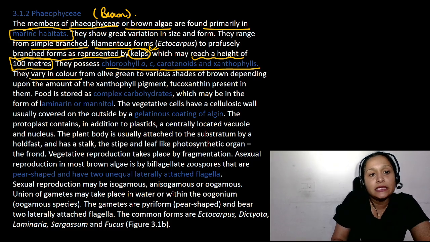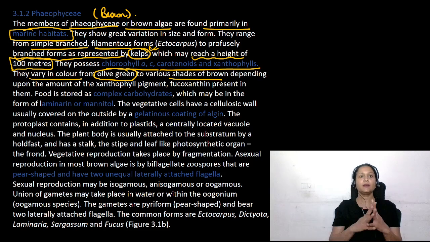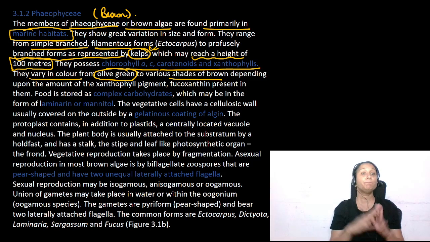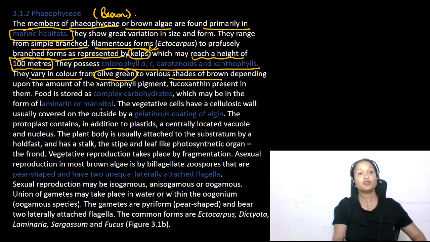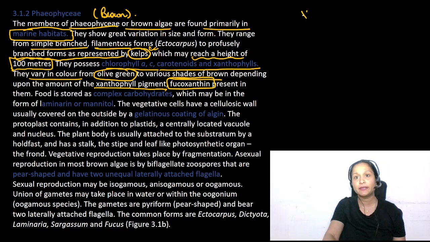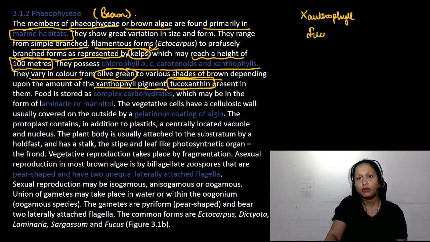Now they vary in color from olive green to various shades of brown. Right? If you see, the color can be olive green or can be darkest brown. It depends on the pigment. It depends on the amount of the xanthophyll pigment called fucoxanthin. Which xanthophyll pigment? Fucoxanthin.